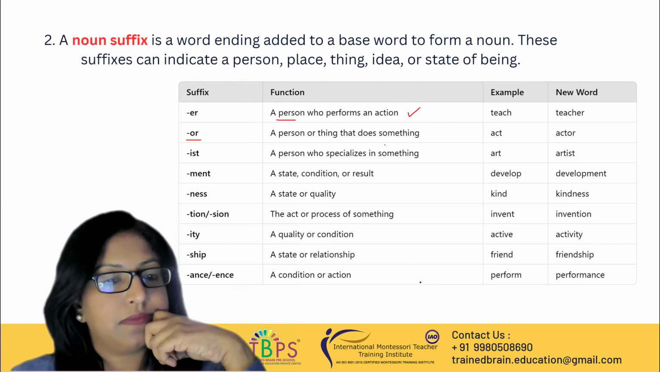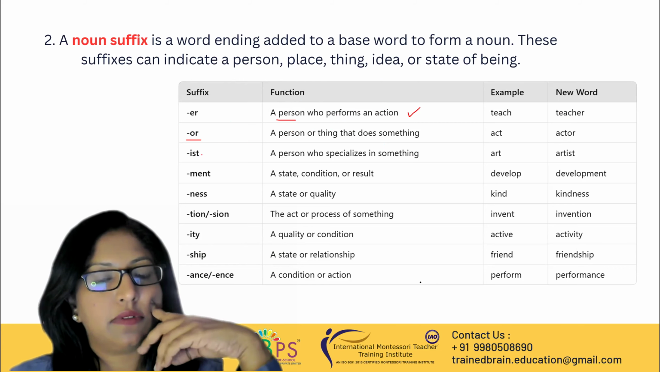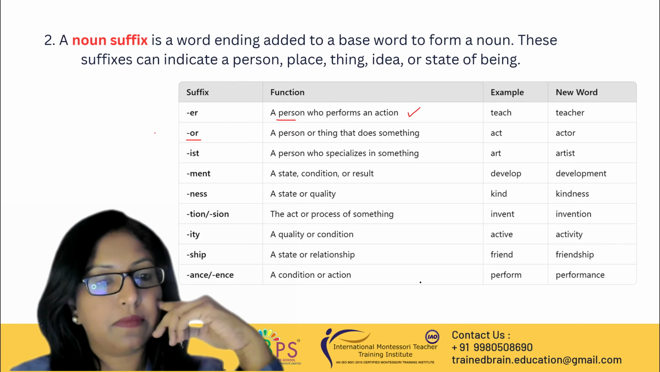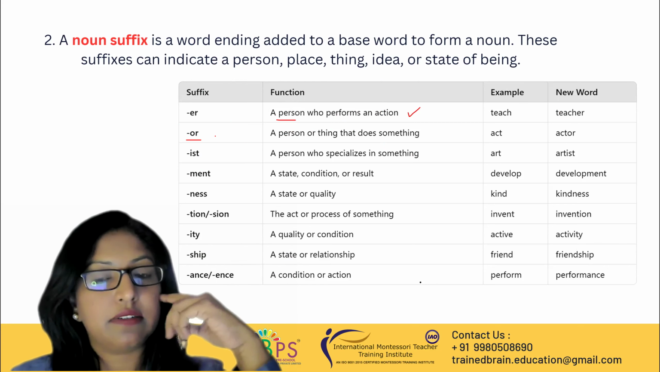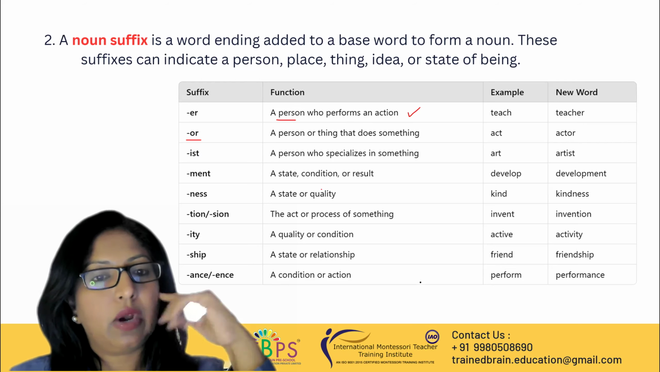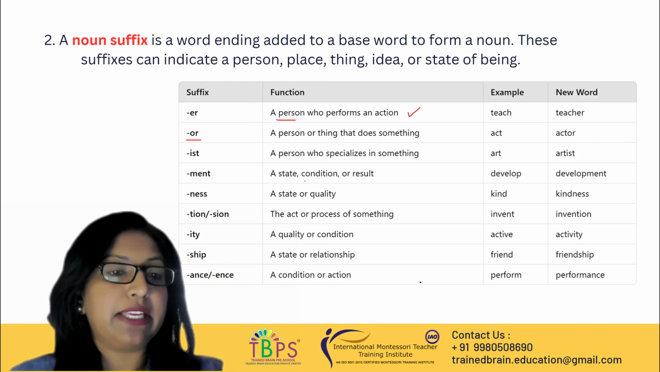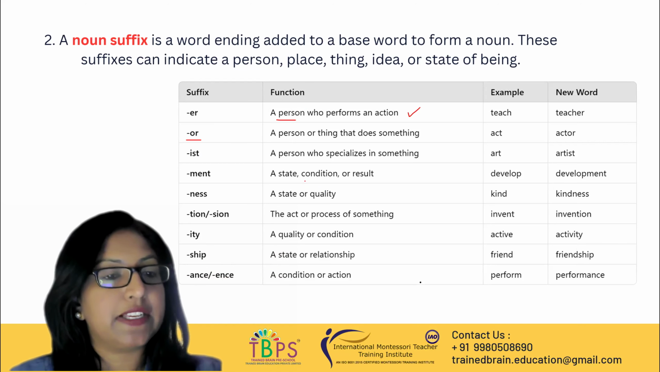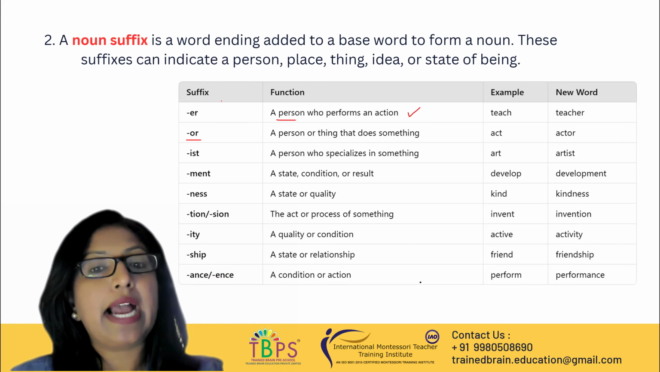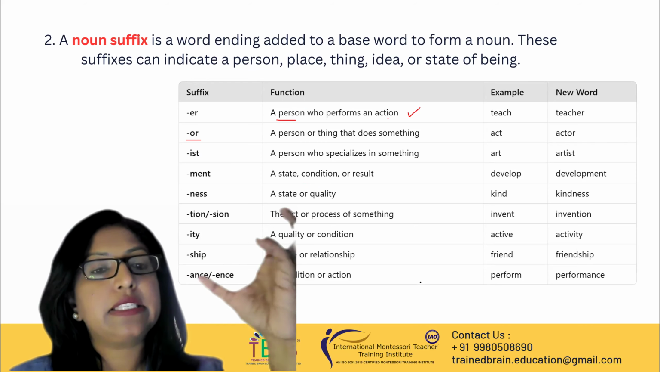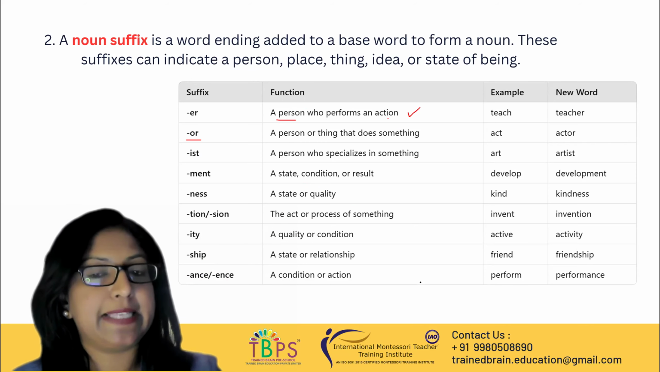Okay, ist. If a person is specializing in something, then we add ist. Artist, novelist, philosophist, dentist. Yeah, dentist. We can add ist in case they're trying to specialize in something, gynecologist, oncologist, right? So ist is related to people who specialize in something.